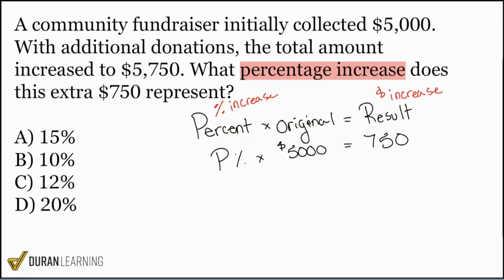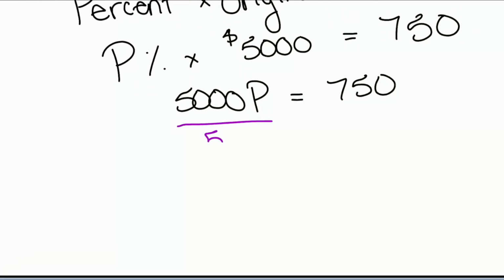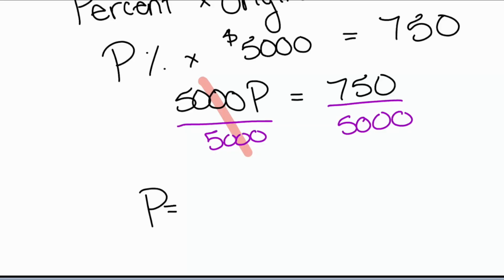And from here, we're done. We're ready to go. Watch and learn. We have 5,000 times P equals 750. So what we're going to do is divide both sides by 5,000. Once we do that, things become a little smoother because we cancel out on the left. And now we have P equals whatever that's going to be.